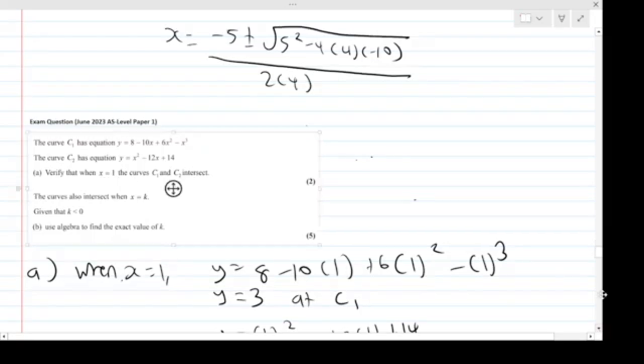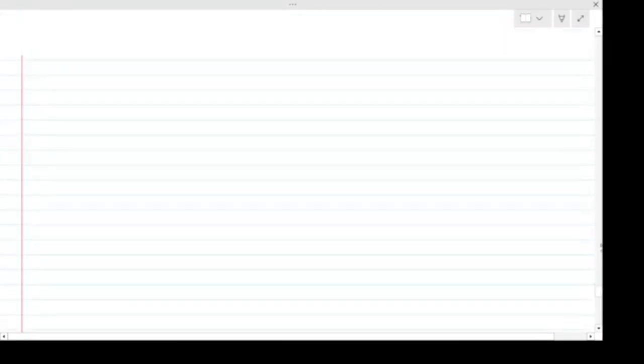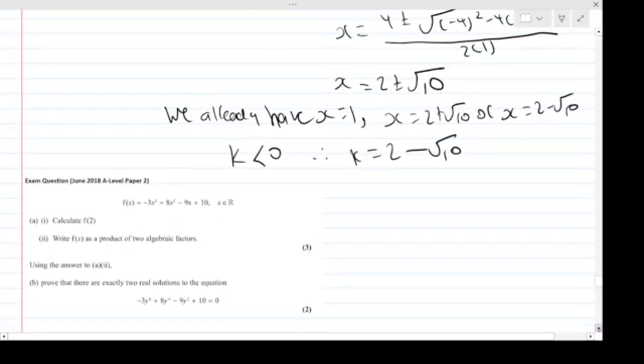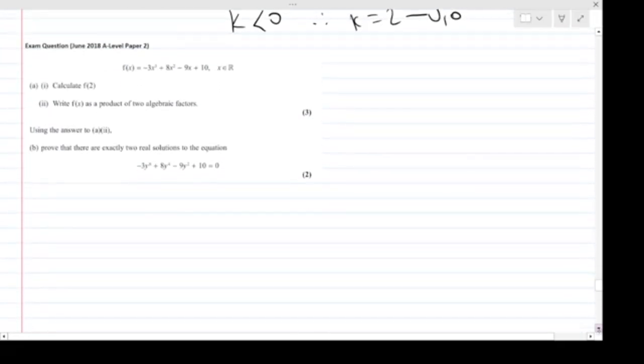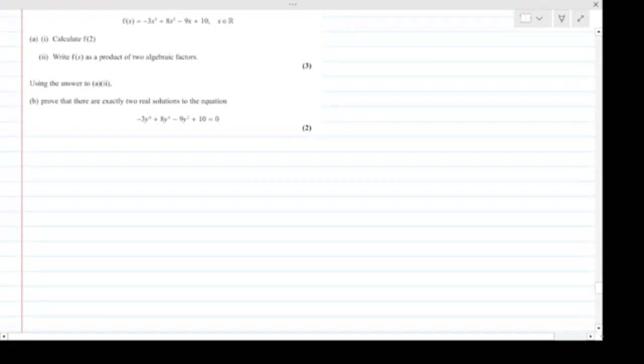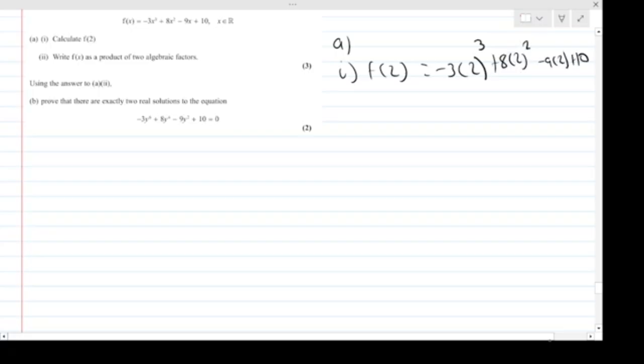There we are. Okay. Final question then, final exam question. We are given f of x is minus 3x cubed plus 8x squared minus 9x add 10. First of all, calculate f of 2. Okay, that's fairly straightforward. For f of 2, we just plug in 2 as x into our function. That will be minus 3 lots of 2 cubed, plus 8 lots of 2 squared, minus 9 lots of 2, add 10. There we are, just about.